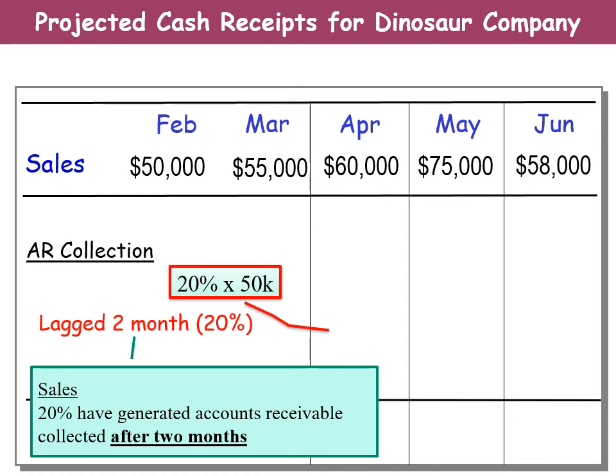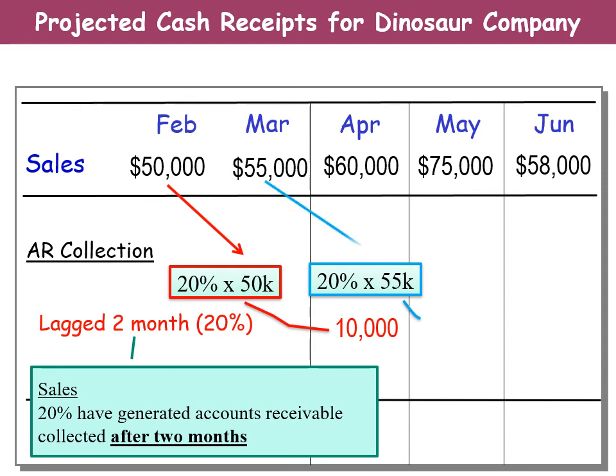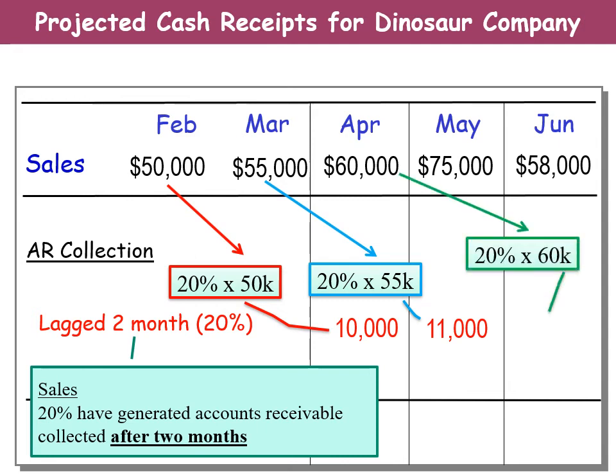So 20% times 50K gives you 10,000. So 20% of February sales will be collected in April. 20% times 55K gives you 11K. 20% times 60K gives you 12K.